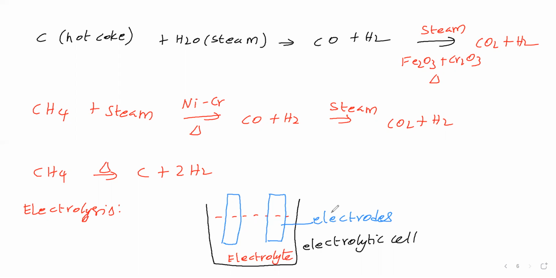Can we say that electrodes are always metals? No. Sometimes even non-metals will act as electrodes. Graphite is a good conductor of electricity, so in many places graphite is used as an electrode. Sometimes even salts we can take as electrodes, like silver chloride salt.